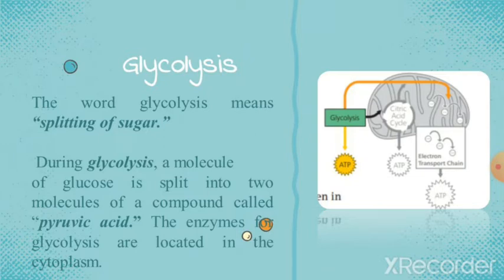So, the first stage that we are going to discuss is glycolysis. The word glycolysis means splitting of sugar, and that's just what happens during glycolysis. A 6-carbon glucose molecule is broken in half, forming two 3-carbon molecules. So during glycolysis, a molecule of glucose is split into 2 molecules of a compound called pyruvic acid. The enzymes for glycolysis are located in the cytoplasm.